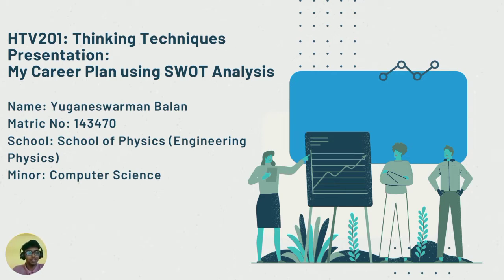My name is Yuganis Varman, as mentioned. I am from the School of Physics and I'm majoring in engineering physics. So in engineering physics, we normally learn about electronics and photonics materials, which are supposedly the focus of this course. Now, apart from that, we also learn basic physics and also advanced physics, as well as a lot of advanced mathematics as well. As for my minor, I learned computer science, which focuses heavily on programming, especially the languages C, C++, Java, and also Python.